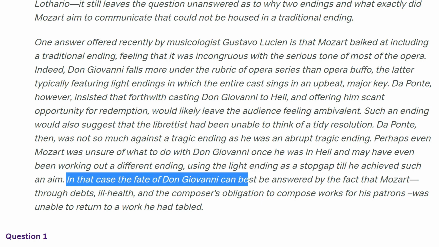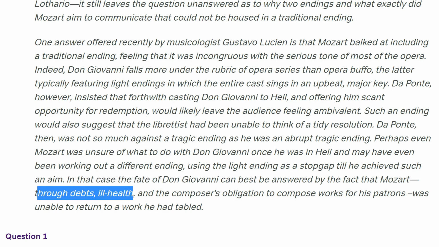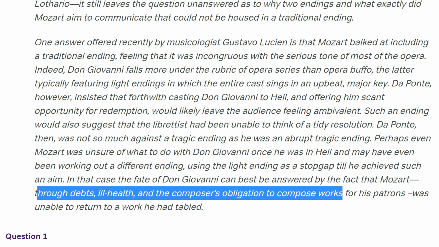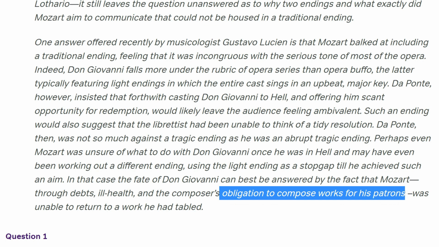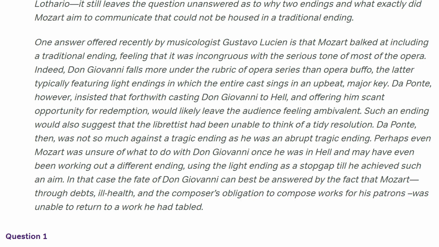In that case, the fate of Don Giovanni can best be answered by the fact that Mozart, through debts, ill health, and the composer's obligation to compose works for his patrons, was unable to return to a work that he had tabled. So he wanted to do that tragic, serious ending, but because of money issues, needing the public to be happy and running out of time, and wanting the work to please his patrons, did not return to finish that work, the serious ending that he wanted. He had tabled it instead. Really interesting debate and discussion there about the two endings.